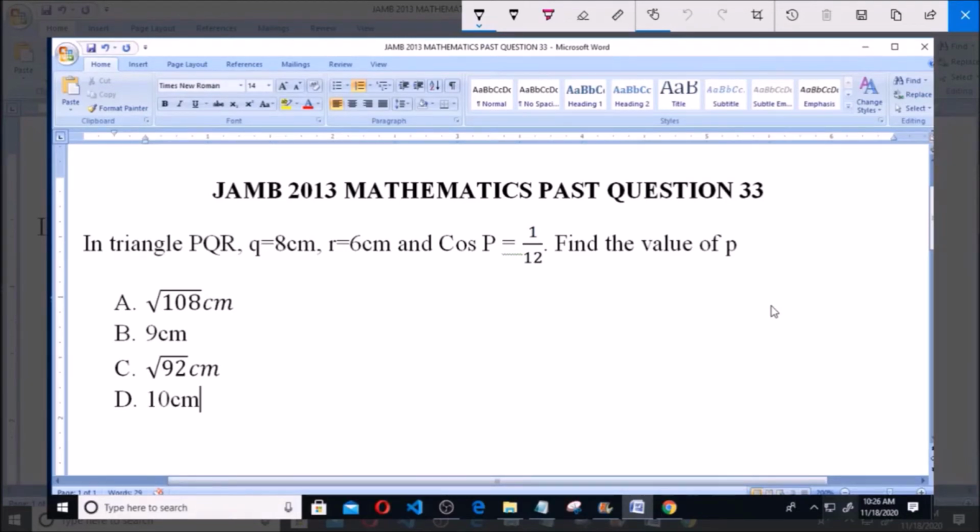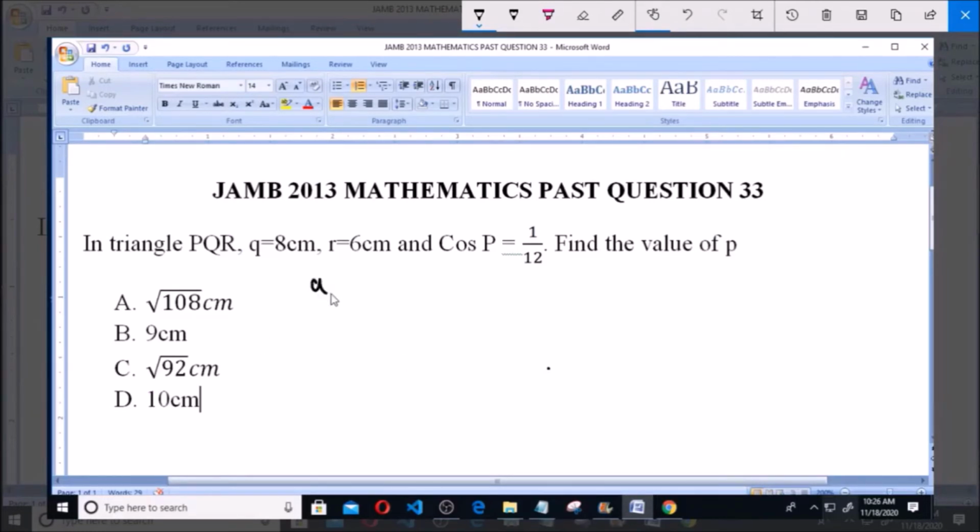I'll be answering JAMB 2013 Mathematics Past Question 33. In triangle PQR, q is equal to 8 cm, r is equal to 6 cm, and cos P is equal to 1 over 2. Now we're asked to find the value of p.